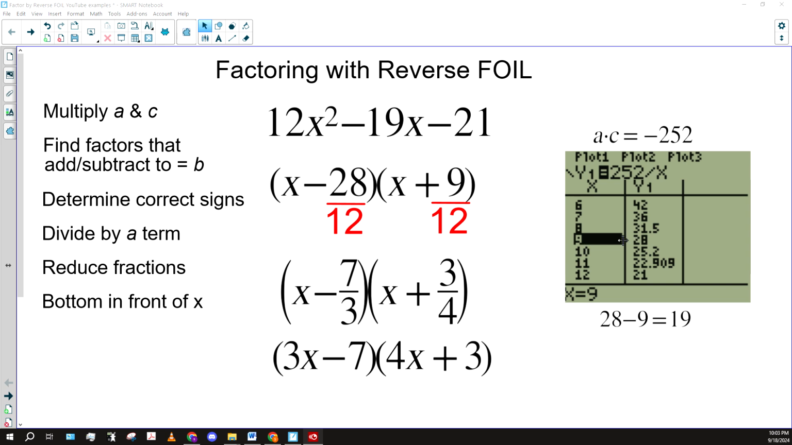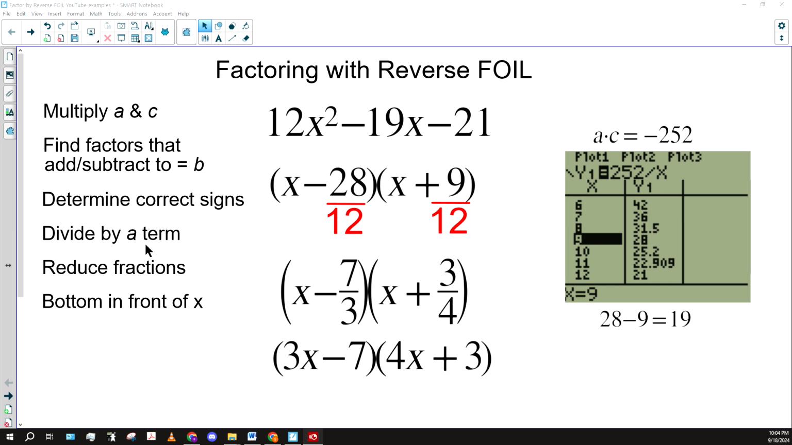And so 9 and 28, when you do 28 take away 9, you get 19. So those are the two numbers that make the middle term of 19. And so in my parentheses, I'll put x and 28 and x and 9. I need to determine what signs make the negative 19, so it's negative 28 and positive 9.